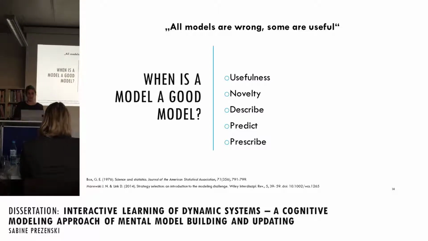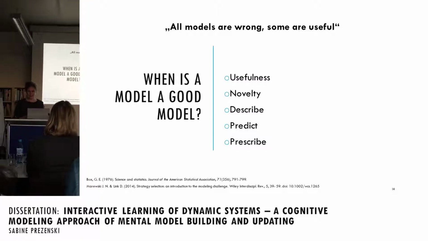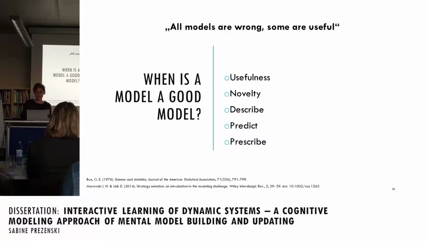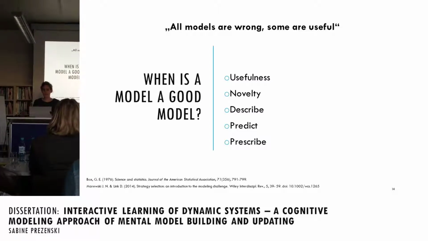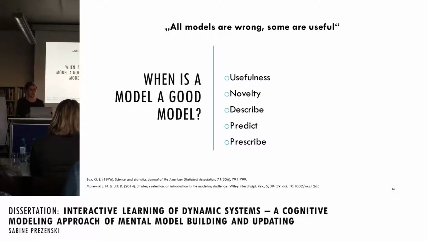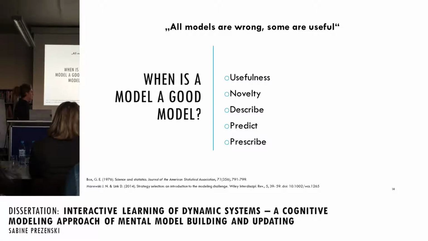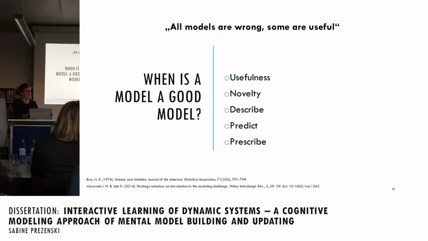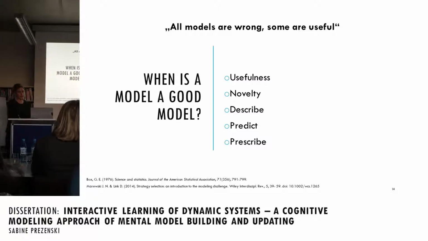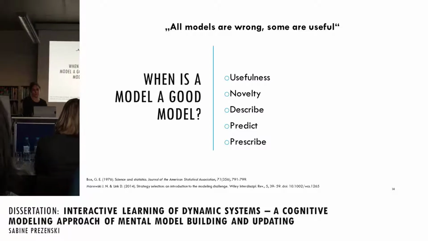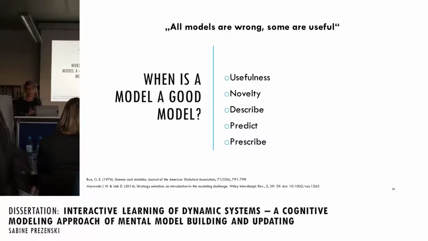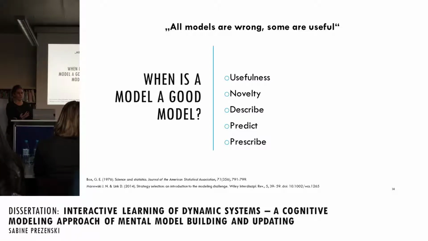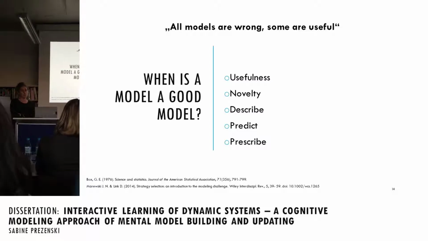And then it's also good if a model can describe data. That means that you have empirical data with effects, and the model can match the effects found in the data. And the model should also predict data. That means that you have a model, and the model predicts effects that you find in empirical data. And finally, there's the prescribed criterion. That means that the model should be generalizable so that it can predict behavior in different situations.